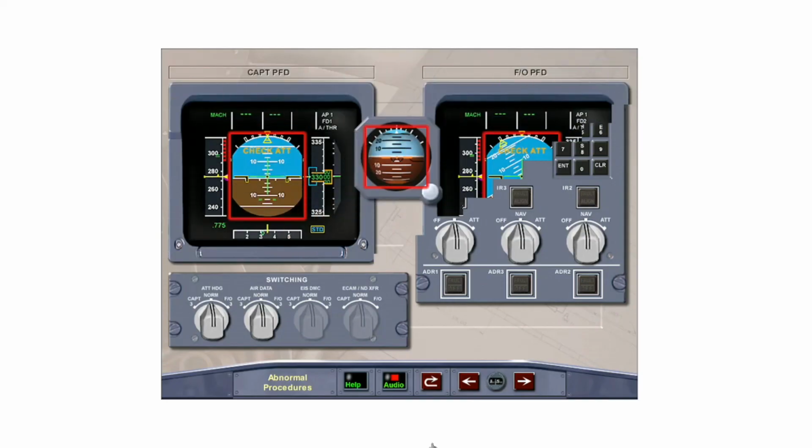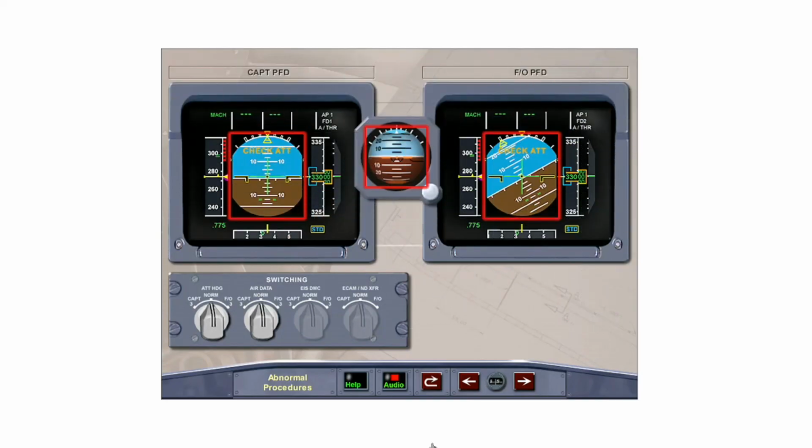When the faulty attitude indication is confirmed, select the attitude heading switching selector to captain or first officer on 3 as required. In this case, the first officer's attitude is faulty. Touch the attitude heading selector to transfer the first officer to ADIRU number 3.